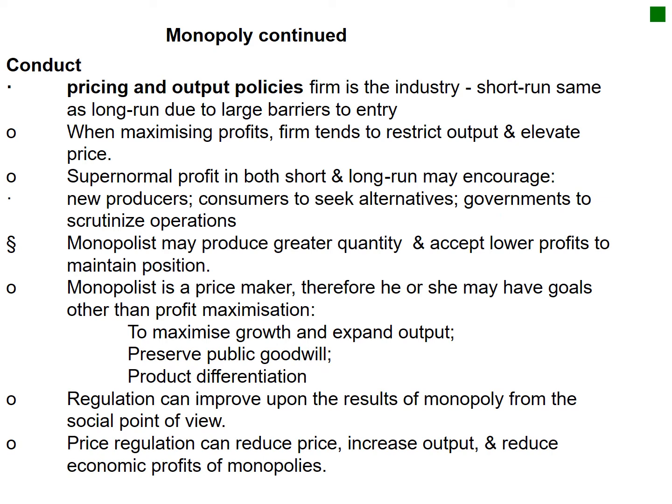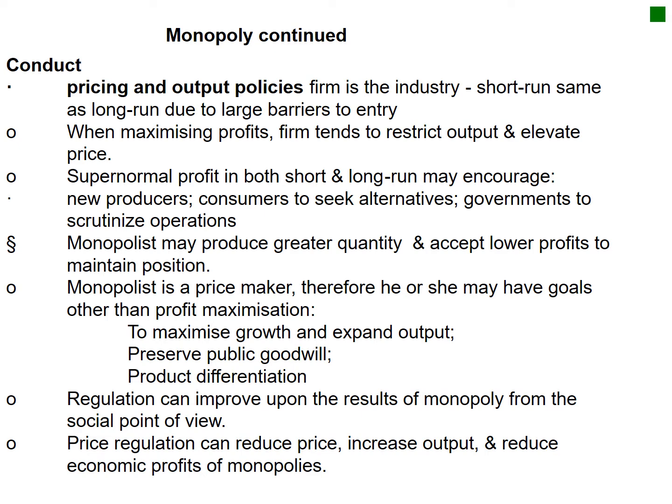Pricing and output. The short run, this is important to remember. The short run now is the same as the long run due to the large barriers to entry. So when we looked at perfect competition, we had a differentiation between short run and long run. Just a reminder, in the long run, you had normal profit only in a perfect competition situation. But in a monopoly, at least in the short run or medium run, the barriers to entry are so high that you don't have firms entering and exiting like you do in perfect competition. So we're not going to differentiate between the short run and the long run.